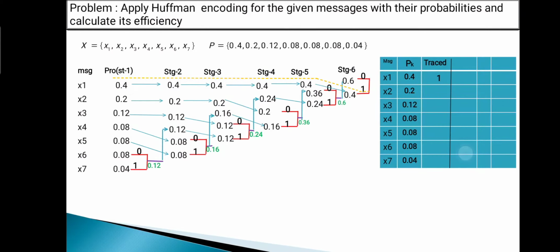Similarly for X2 we can trace the path. So it is following this path, and while coming here we have assigned a 0 along the path.